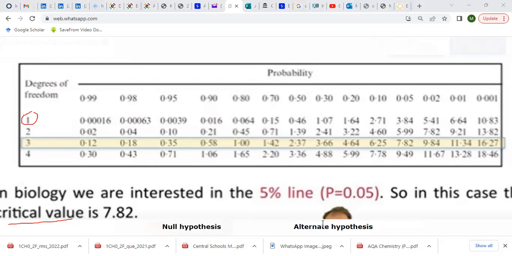So I want to make it very clear for you. Null was the scientist, but alternate means you have to modify your hypothesis. For example, you said, I'm expecting a 9:3:1 ratio. If the 9:3:1 ratio did not come, then you have to modify the statement. That statement will be the alternate hypothesis, or the opposite of the null hypothesis. I will not get a 9:3:1 ratio in this particular trial.